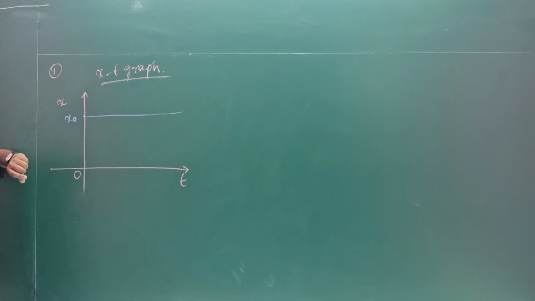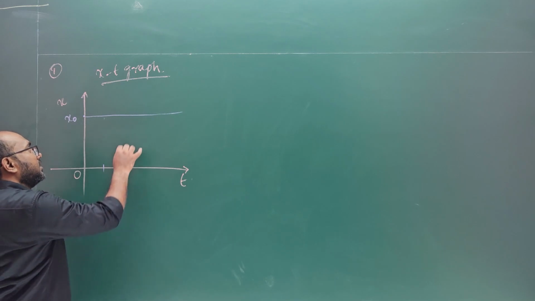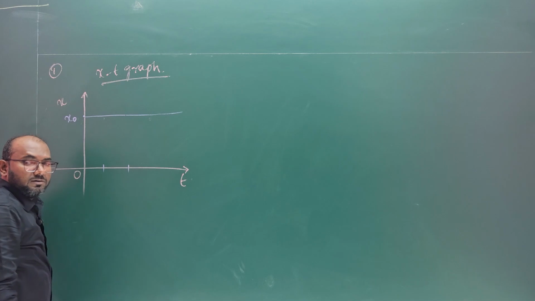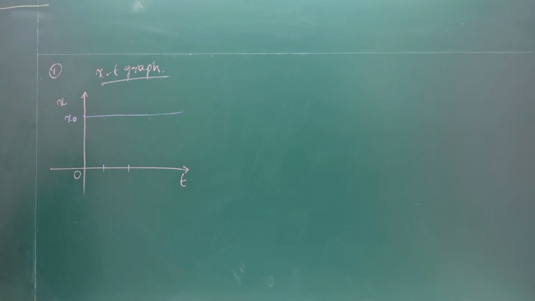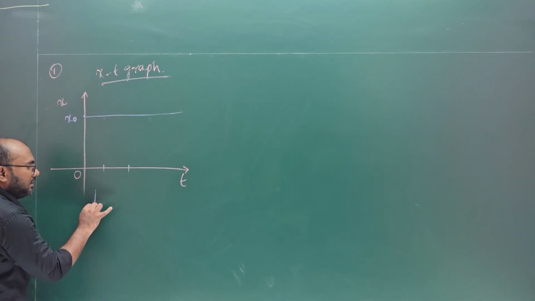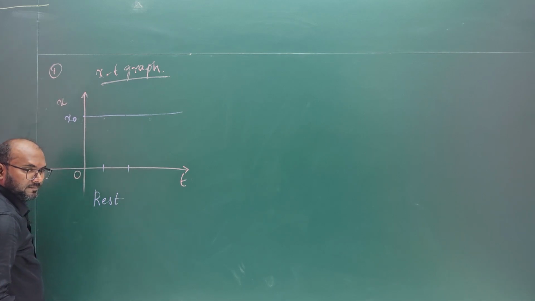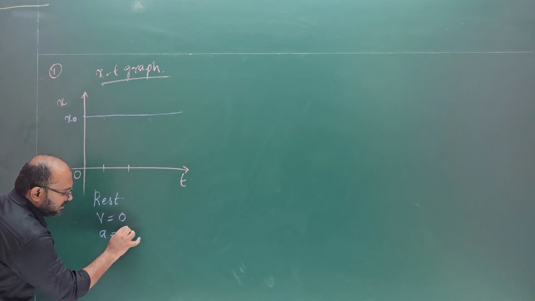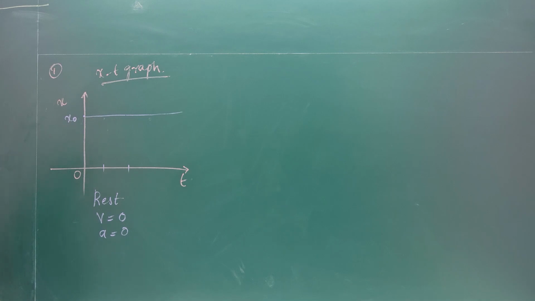At x0, is the position of the object changing? At t equals 1 second, the object is at x0. At t equals 0, the object is at x0. At t equals 2 seconds, the object is still at x0. At any time, the object is at x0. That means this graph represents the body is at rest. If the body is at rest, what is the velocity? 0. And what is the acceleration? Can I say 0? Yes or no?